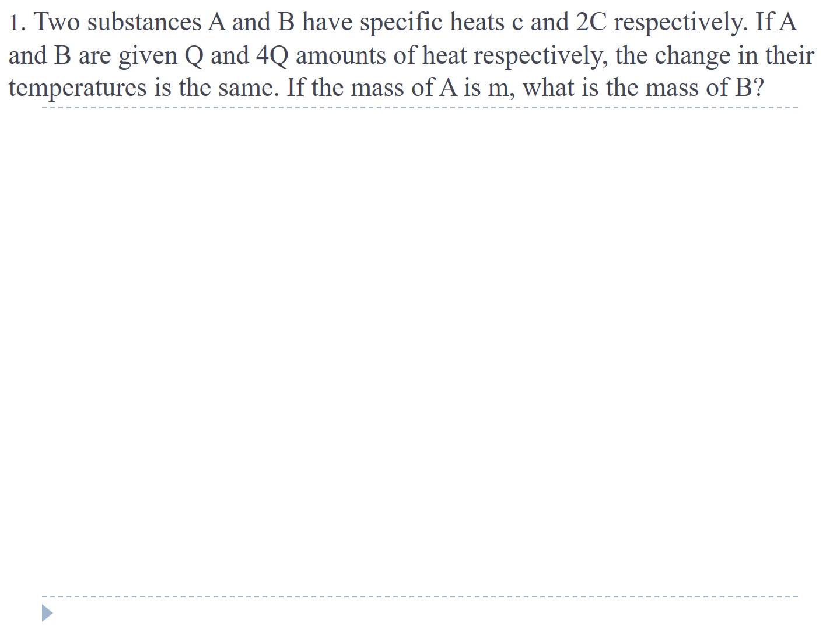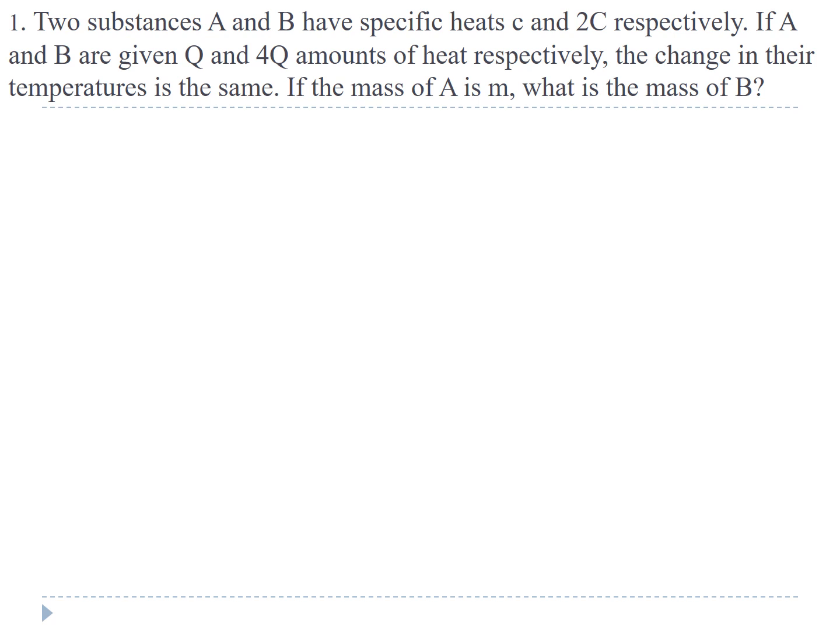Two substances A and B have specific heat C and 2C respectively. If A and B are given Q and 4Q amounts of heat respectively, the change in their temperatures is the same. If the mass of A is m, what is the mass of B?